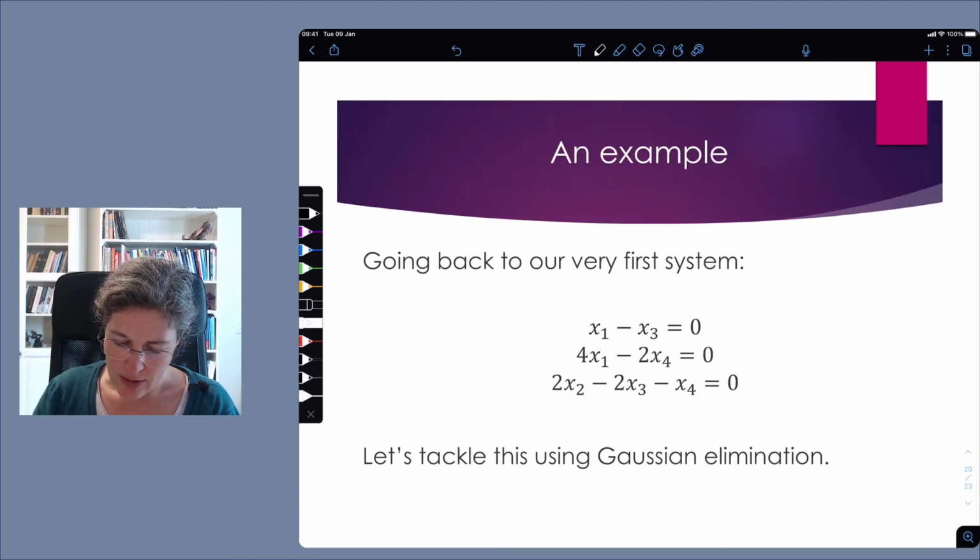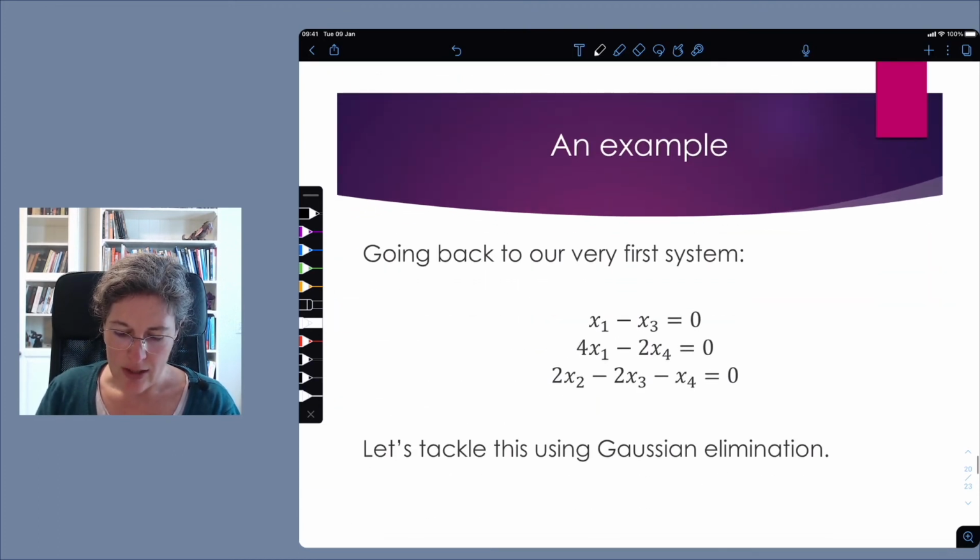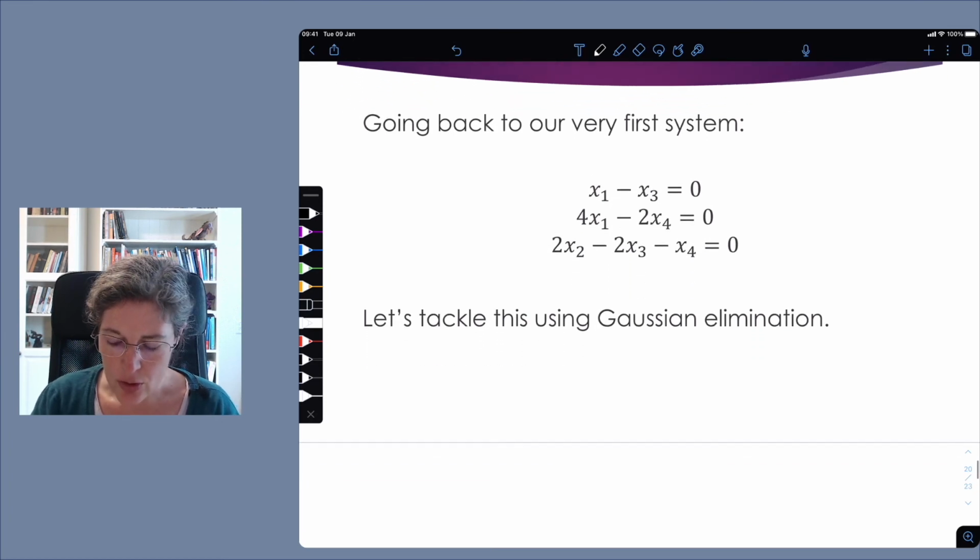All right. So let's go back to our very first system where we were trying to balance our chemical equation and just have a look at how Gaussian elimination helps us here. So the first thing that you should have a look at is you would say, well, I have 4 variables, but I only have 3 equations. So there's no way I'm going to be able to solve for a unique solution.